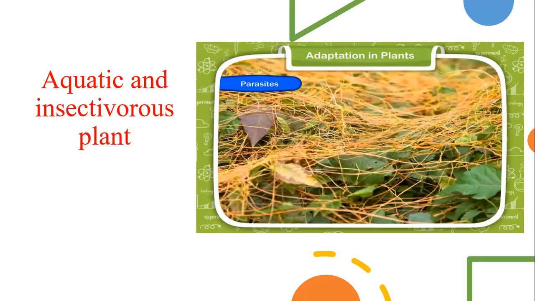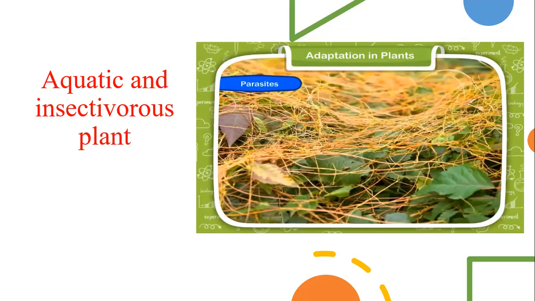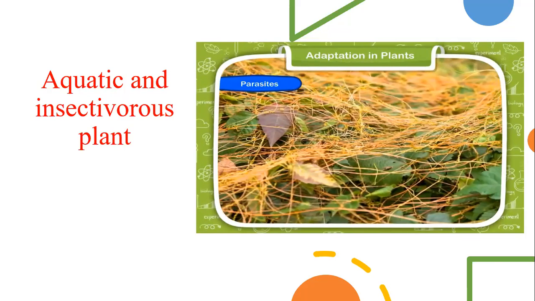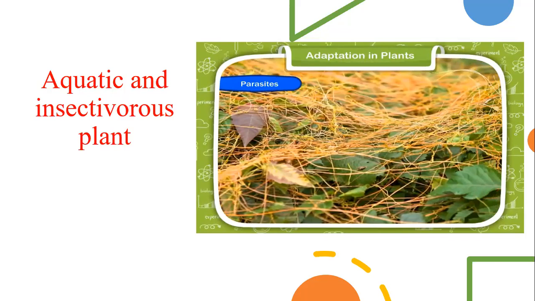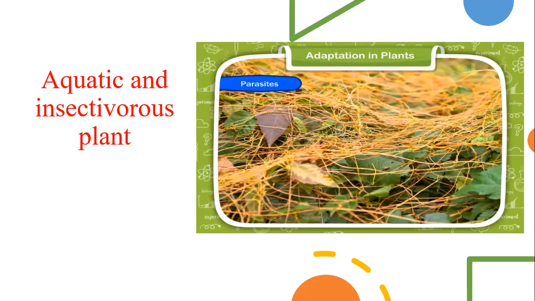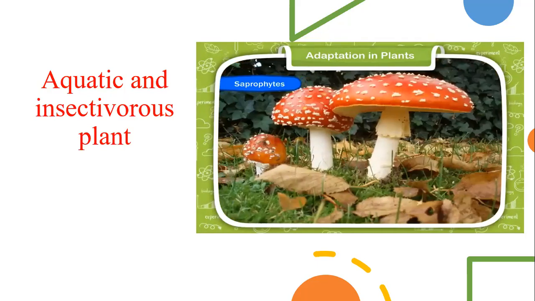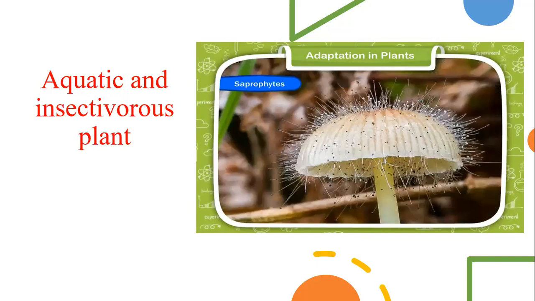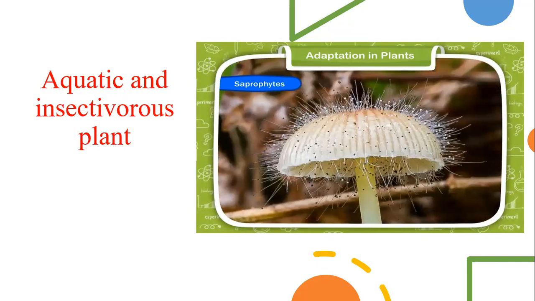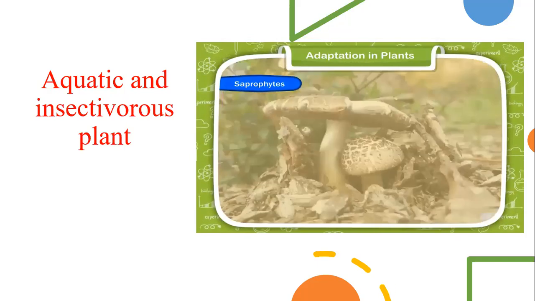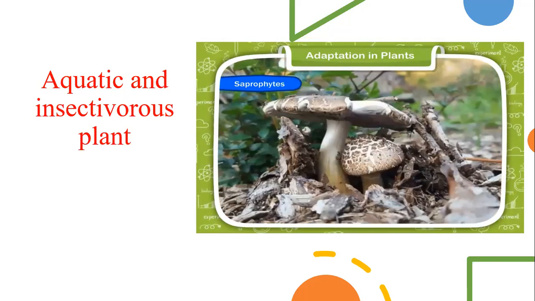Parasites. Some non-green plants, such as dodder plant, cuscuta, survive on other plants. They obtain food from the host plant. They are called parasites. Saprophytes. Some non-green plants such as mushrooms, molds, etc. absorb nutrients from decaying and dead plants. They are called saprophytes.